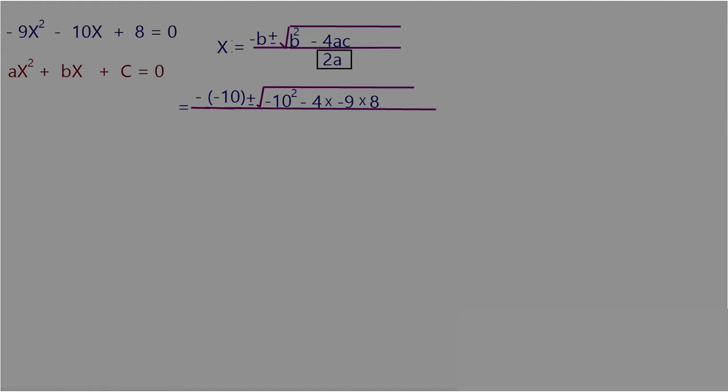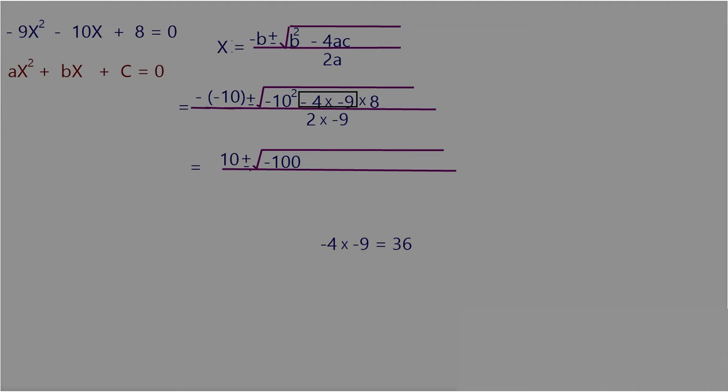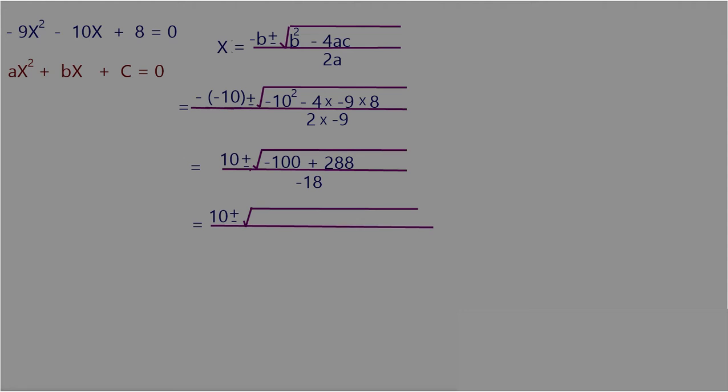And 2 times a is 2 times minus 9. Minus and minus gives positive, so that means it will become a positive 10. Minus 10 squared is simply minus 10 times 10, and that's equal to minus 100. Minus 4 times minus 9 equals 36. 36 times 8 equals 288. 2 times minus 9 equals minus 18. Minus 100 plus 288 equals 188.